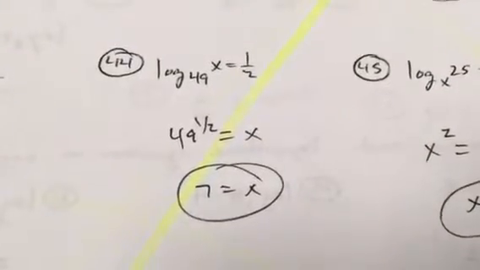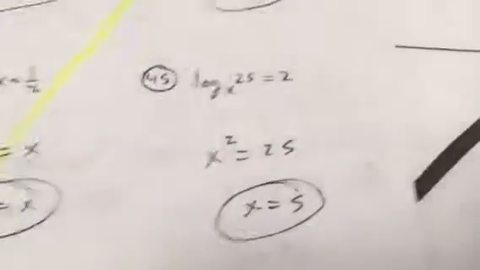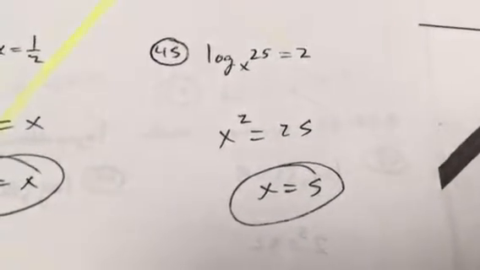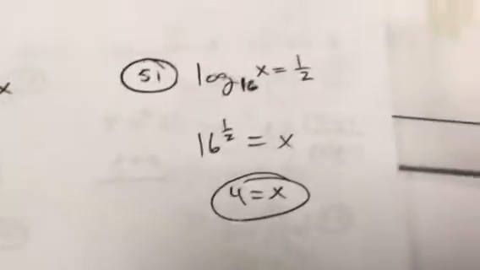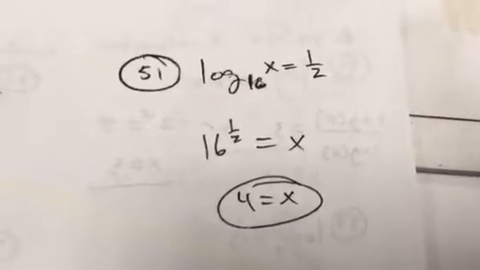49 is the base, 1/2 is the exponent, x is the answer. 45, x is the base, 2 is the exponent, 25 is the answer. 49 here, x is the base, 3 is the exponent, 64 is the answer. 16 is the base, 1/2 is the exponent, x is the answer.